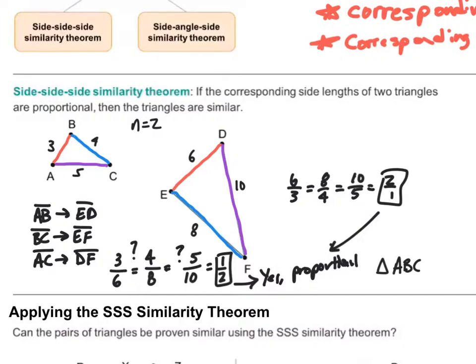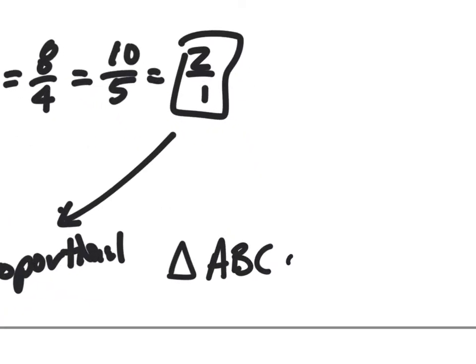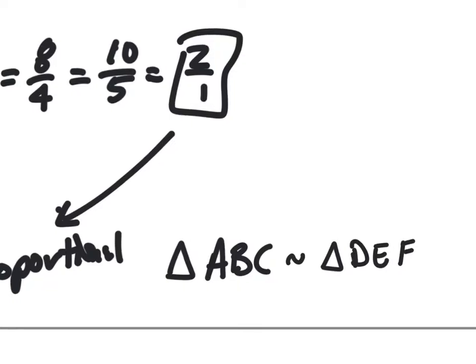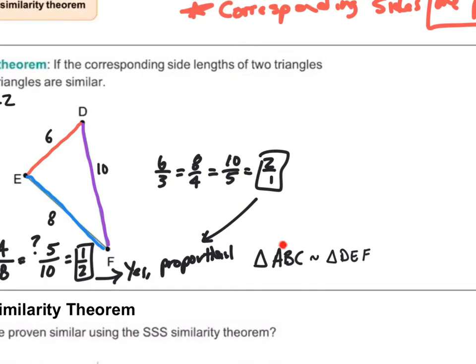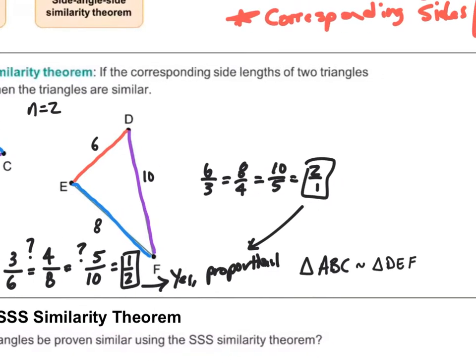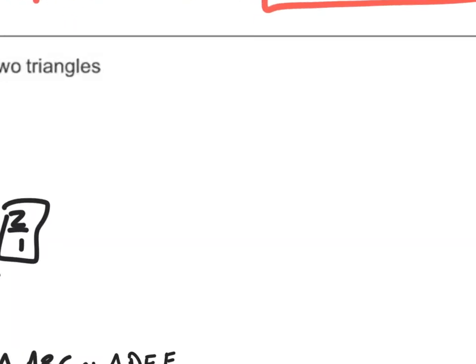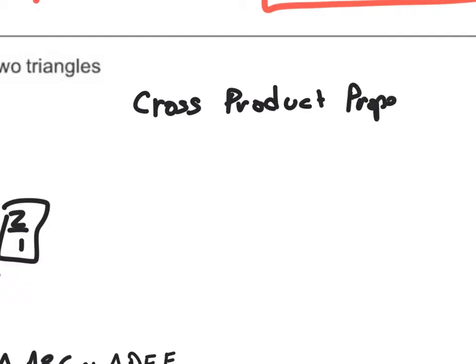ABC, DEF, okay? So triangle ABC is similar to triangle DEF, okay? And you have to make sure that your angle measures, these points, correspond with each other, okay? Another way of verifying this is by using what we call the cross product property, okay? So I'm going to do the cross product property, okay?